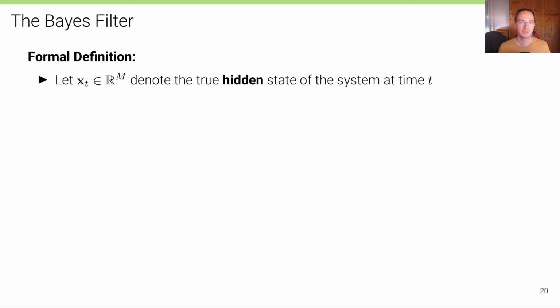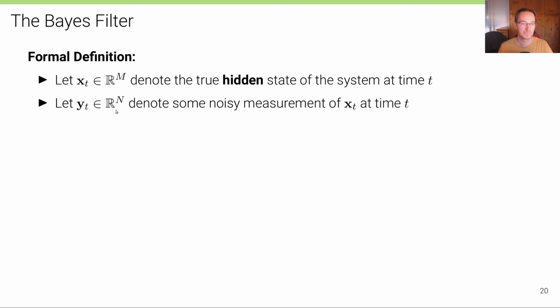Now let's start by defining the Bayes filter formally. Let x_t denote the true hidden state of the system at time t. x_t is a vector of real numbers of dimension m. Let further y_t denote some noisy measurement of x_t at time t.